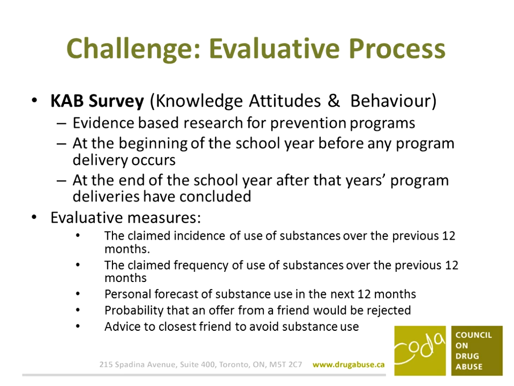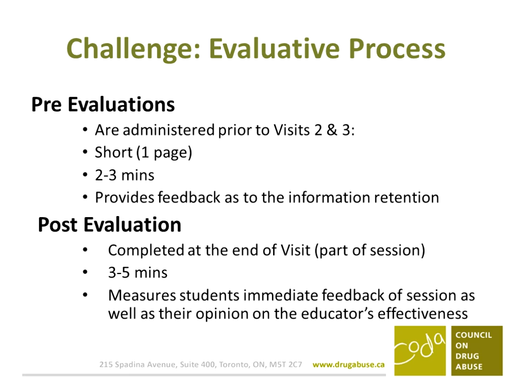The evaluative measures that we're observing are the claimed incidence of use of substances over the previous 12 months, the claimed frequency of use of substances over the previous 12 months, their personal forecast of substance use in the next 12 months, the probability that an offer from a friend would be rejected, and the advice to a closest friend to avoid substance use. Over time, we want to observe these trends and patterns, and it will allow us to ascertain just exactly how effective our drug prevention program is.